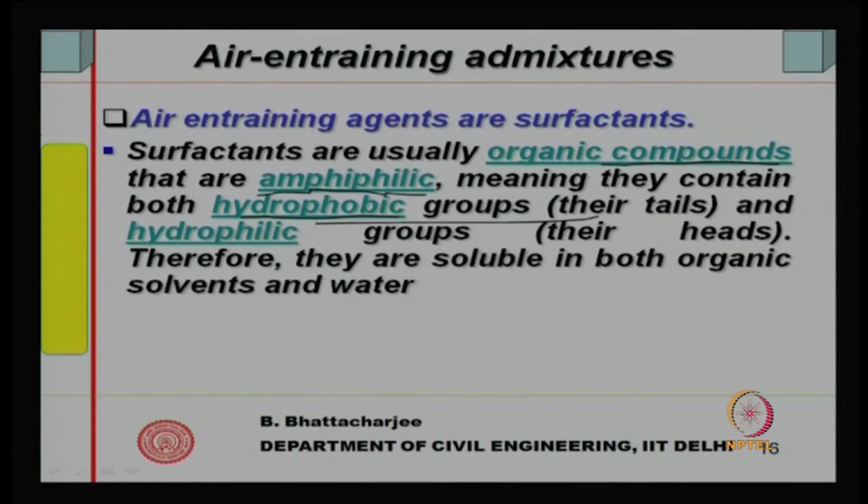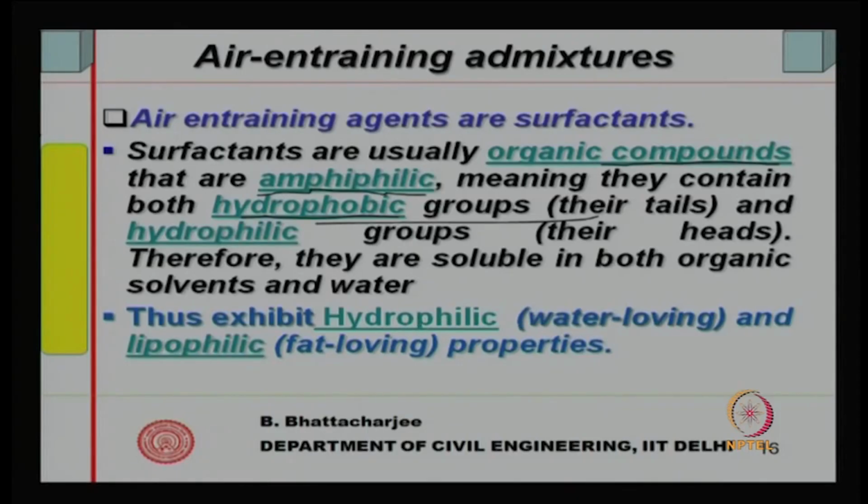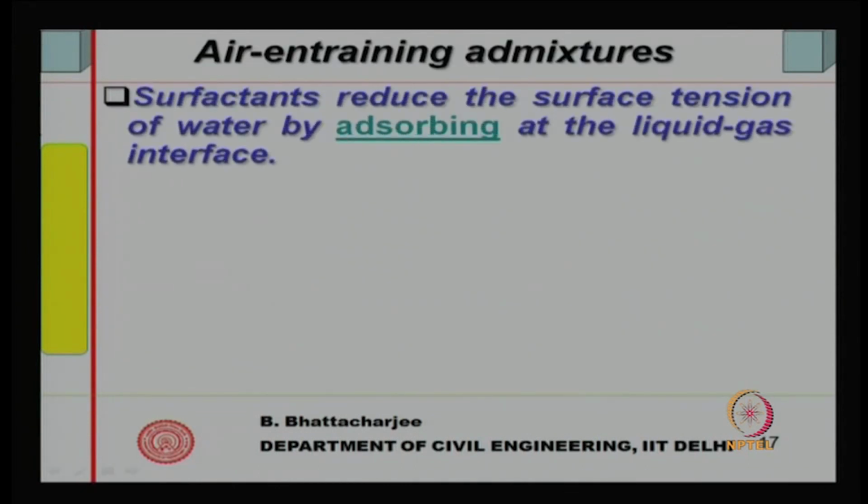So, it is a kind of long chain. On one side they have got molecules which can attract water, on the other side molecules which can reject water. Thus, they exhibit hydrophilic, water loving properties, and lipophilic, fat loving properties. Some of the hydrophobic groups show lipophilic or fat loving properties.